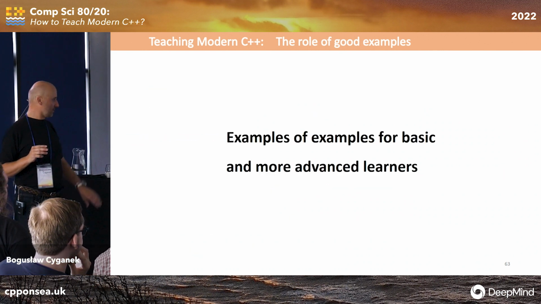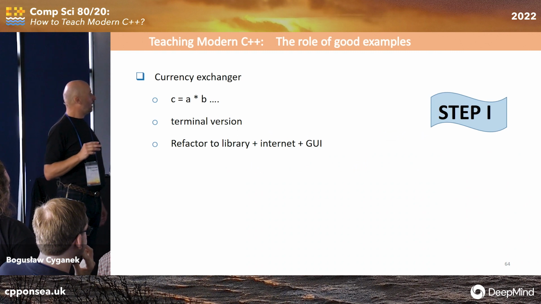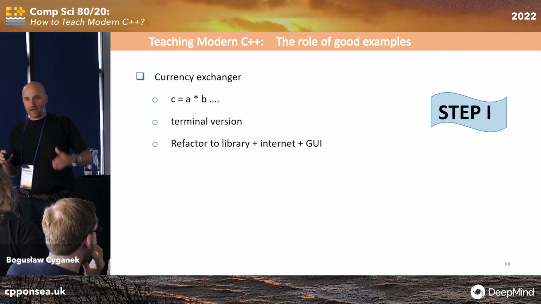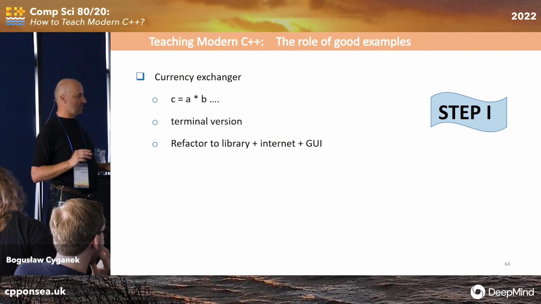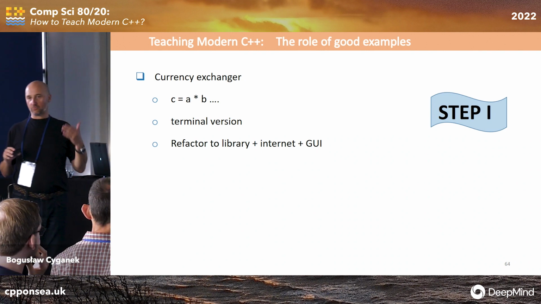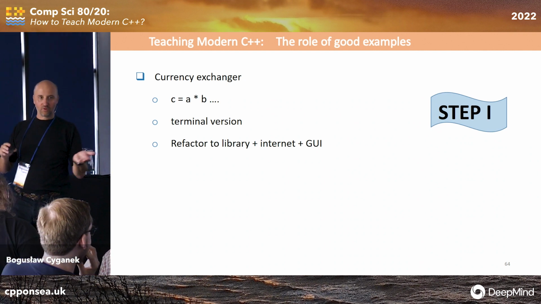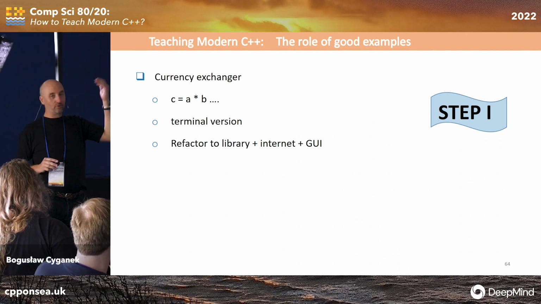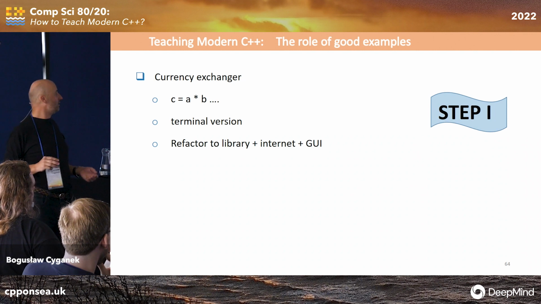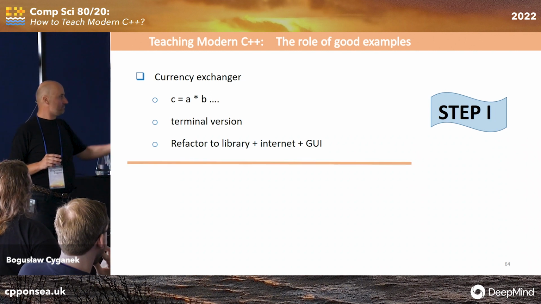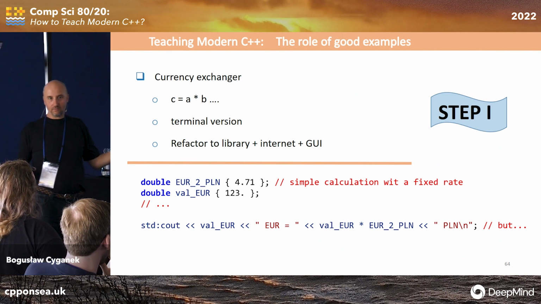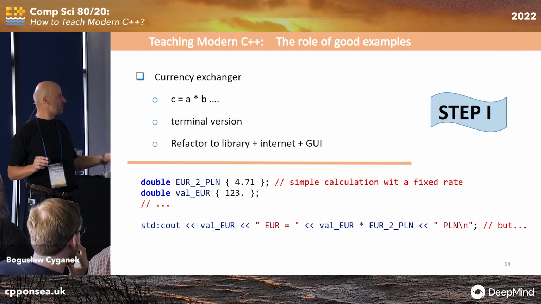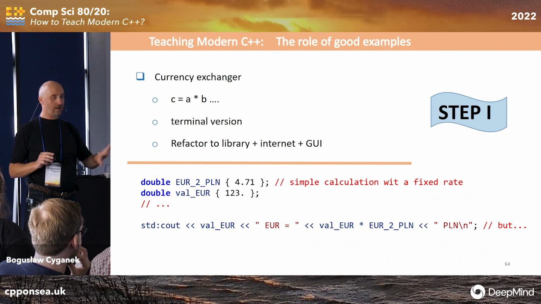For more advanced learners, another example in a couple of steps is very simple: currency exchange. Poland is in the European Union, but we still have the Polish zloty, so we have to recalculate, or you recalculate from British pound to euro. This is simple, just the first version for beginners. Beautiful example in the main, yeah? You have currency ratio, values, multiply, that's all.